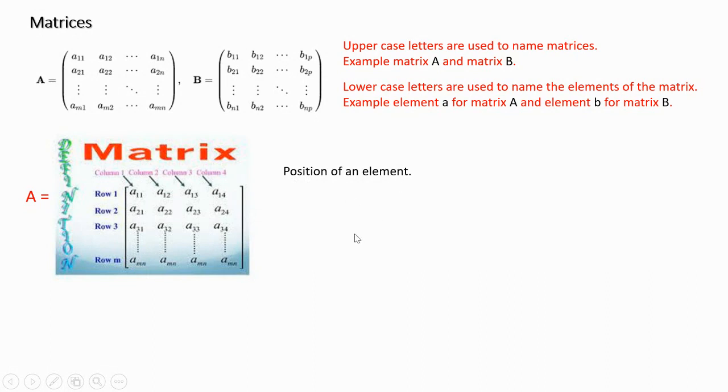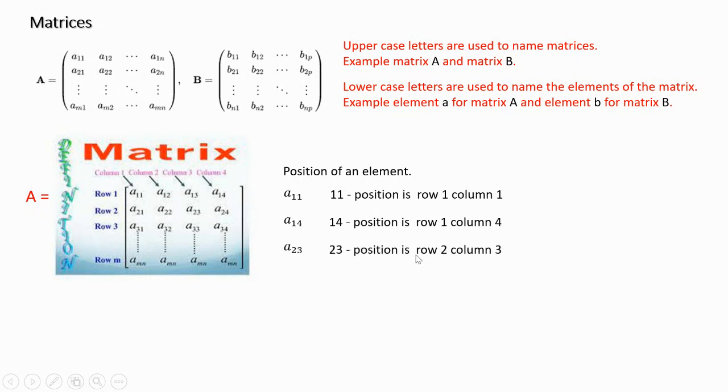These are called the positions of an element. So for example, a11 means, I just mentioned that, 11 means position is row 1, column 1. a14 means row 1, column 4. a23 means position is row 2, column 3, right? Row 2, column 3. Okay, now this is matrix A.